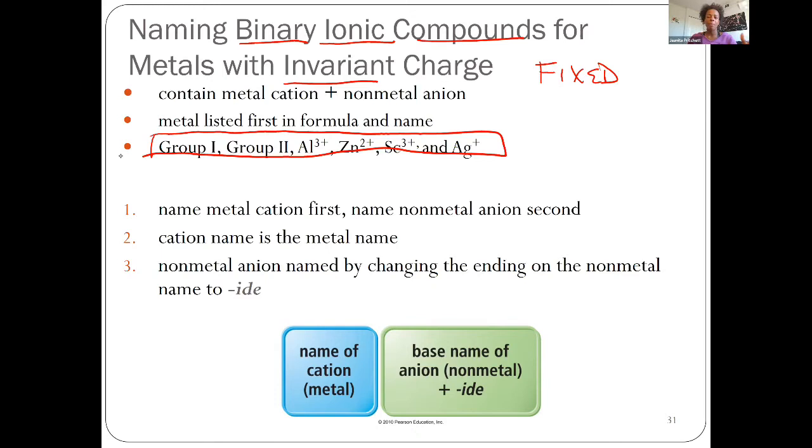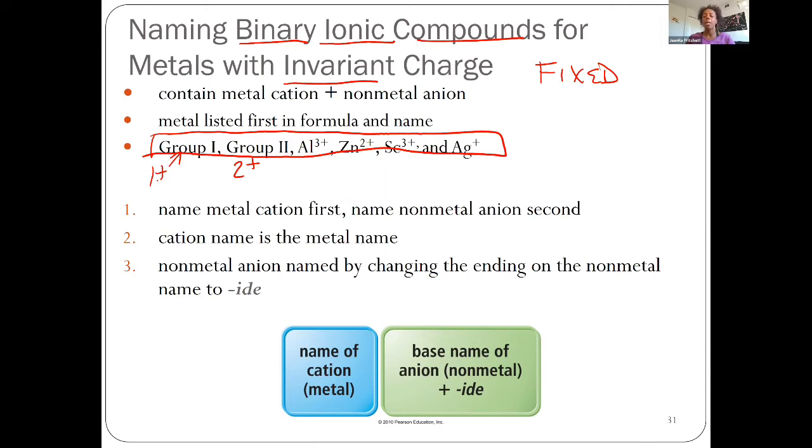The reason we can name them in this particular manner is because there's not multiple charges that exist. So I don't have to worry about being able to differentiate to the reader which one I'm talking about. But when we're dealing with something that has a varying charge, we have to add one more piece so that we can tell which element we're talking about. So again, remember group 1, those are going to be always +1. Group 2 are always going to be +2. And then silver is +1, scandium is +3, zinc is +2, and aluminum is +3.